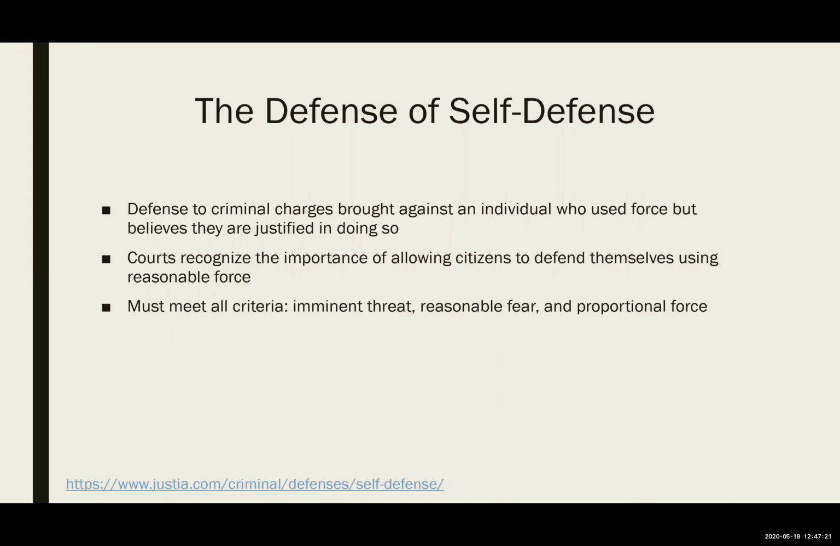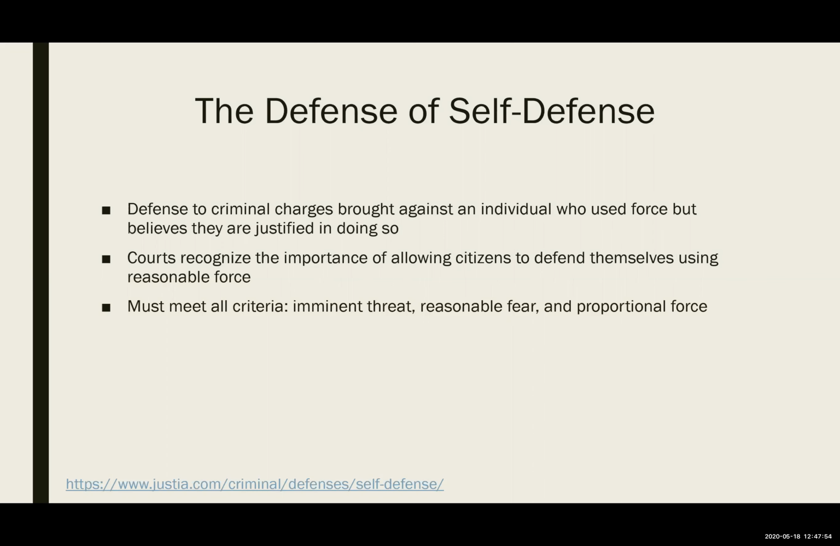So the defense of self-defense, a little bit more on that. It's a defense to criminal charges because you say you're justified. Courts recognize the importance of allowing citizens to defend themselves using reasonable force. Generally, the courts don't like us being out there and using physical force against each other. However, they recognize the importance of allowing us to defend ourselves against whoever that may be if our life is in danger. The important part there is using reasonable force. Again, we don't want to cross that line.